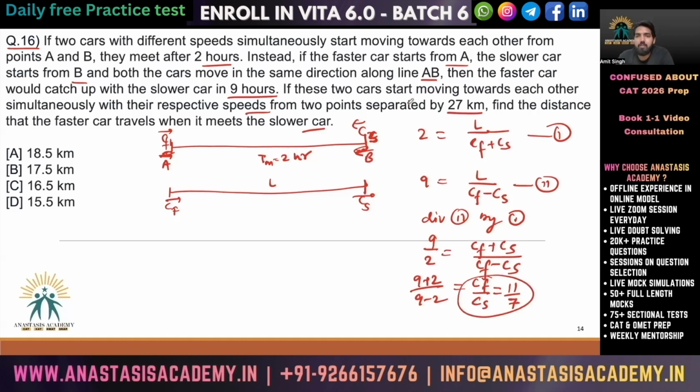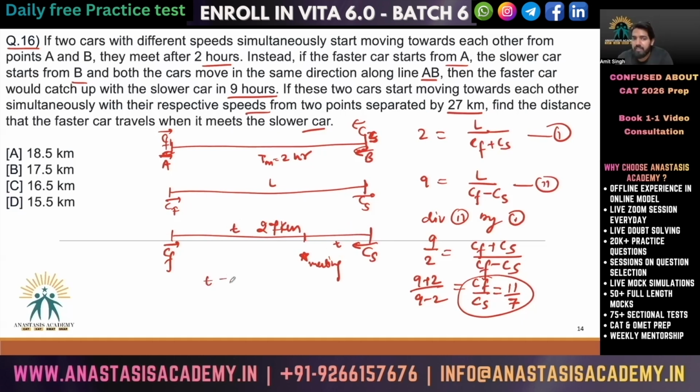Now, what is the question asked? That if these two cars start moving toward each other simultaneously with their respective speeds from two points separated by 27 kilometers. If this is 27 kilometers between them, the faster car is going this way, the slower car is going opposite to it. Find the distance that the faster car travels when it meets the slower car. So let's assume this is the meeting point. Because the ratio of speed is 11:7, the time taken in meeting would be the same. If the faster car takes t time, then the slower car also takes t time.